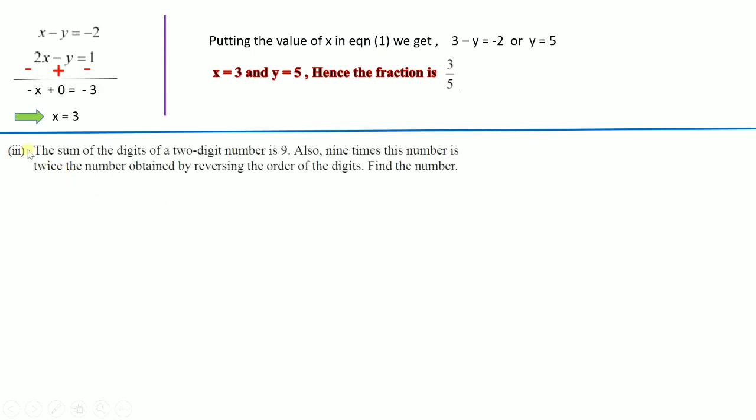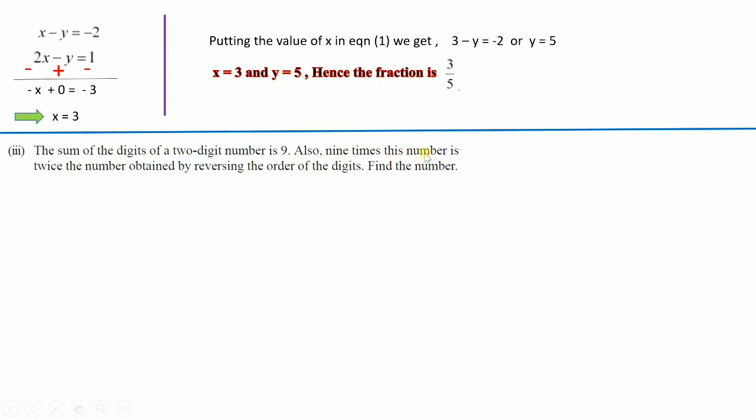The next question is part number 3. The sum of the digits of a 2-digit number is 9. This is an important question. First of all, you must know the concept of a 2-digit number, how we write it in a general form. The sum of the digits, that means the digit at the unit place and the digit at the tens place, is 9. So if we add those two digits, the sum must be equal to 9.